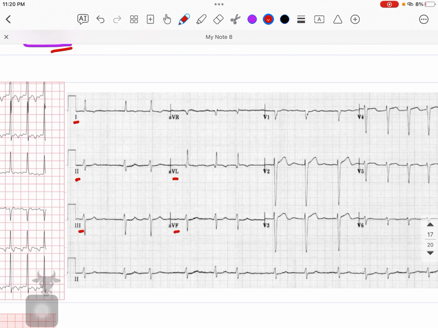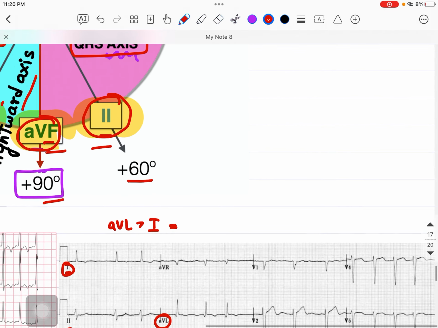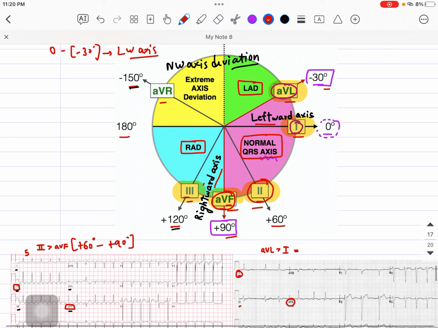Now which one is having the tallest R wave? Here I can see that AVL is having the tallest R wave, and then lead number 1 is also having a tall R wave. So the axis is falling between lead 1 and AVL. Accordingly, this is lead number 1 and this is lead number AVL.